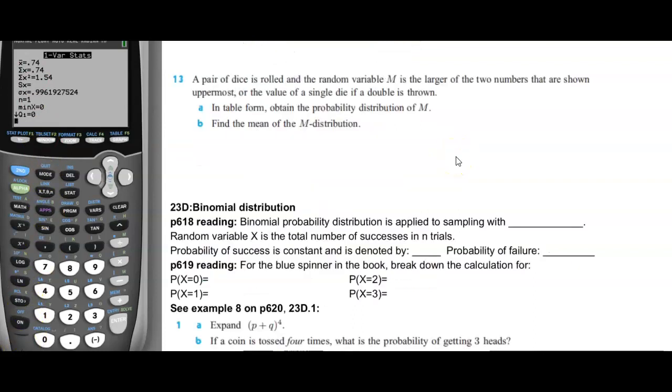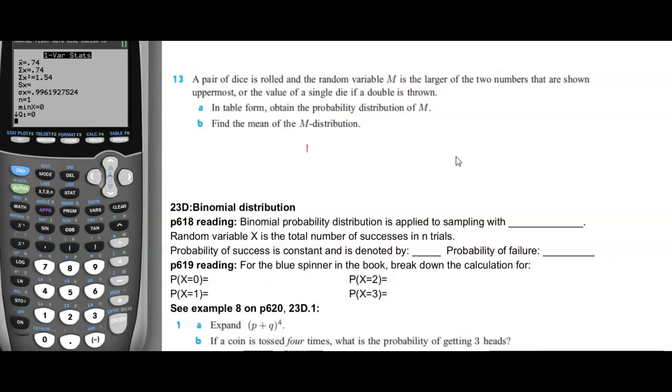13. A pair of dice is rolled, and the random variable M is the larger of the two numbers that are shown uppermost, or the value of a single die if a double is thrown. In table form, obtain the probability distribution of M and then find the mean of the M distribution.